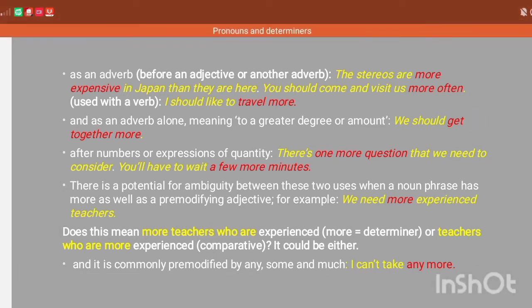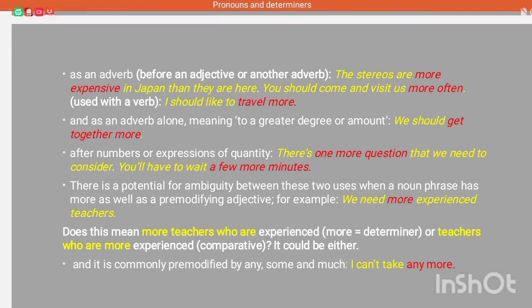The next is more. More is also used as an adverb alone, meaning to a greater degree or amount. For example, we should get together more. More here is to a greater degree or amount of get together.